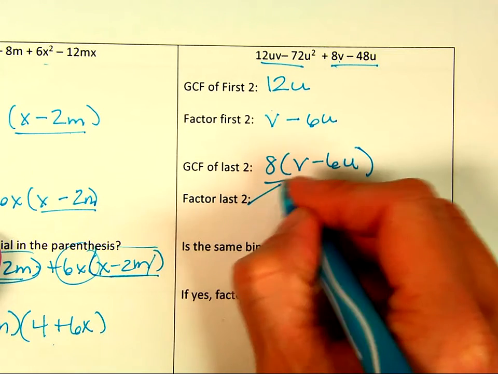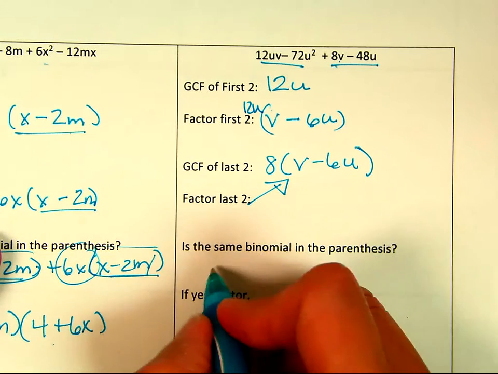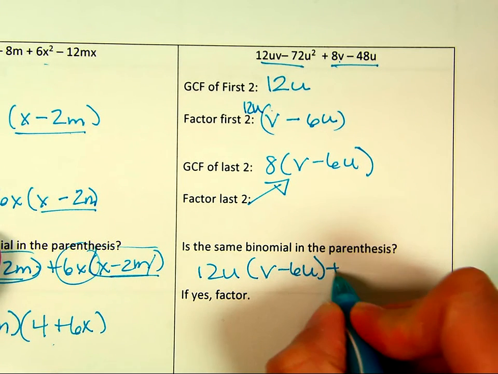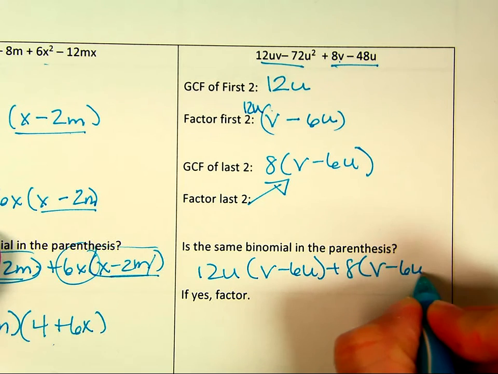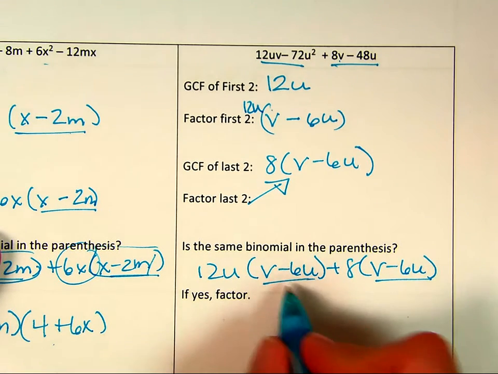And I kind of did that step up there. And I forgot to put the 12u there. So we're going to write it all down. 12u times v minus 6u plus 8 times v minus 6u. Notice that the same exact thing is in parentheses. So that becomes my new greatest common factor.